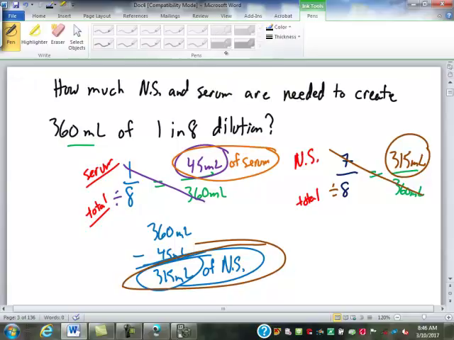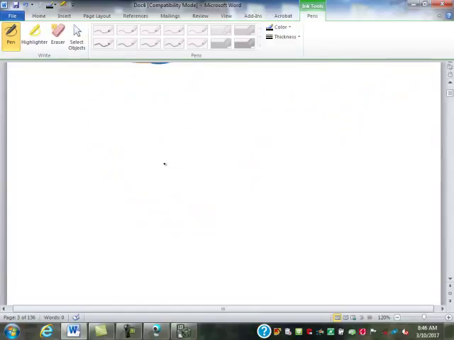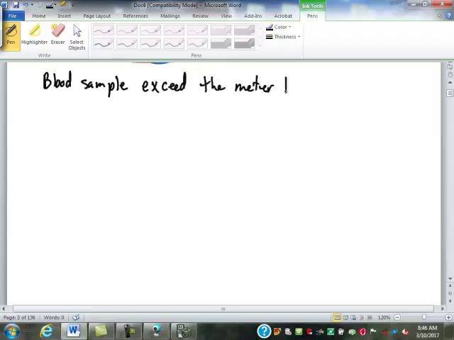Okay, enough of the simple examples. Let's move back up to those more difficult problems, like the first one we did here at the beginning of class. Let's say that, again, we're looking at a blood sample that exceeds the meter. So it's too high to be read on the meter.